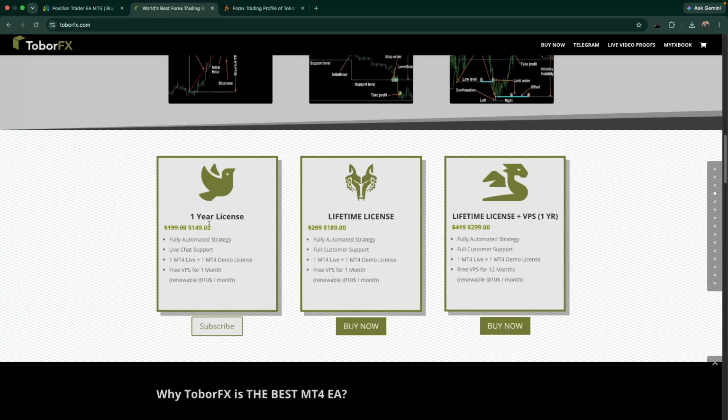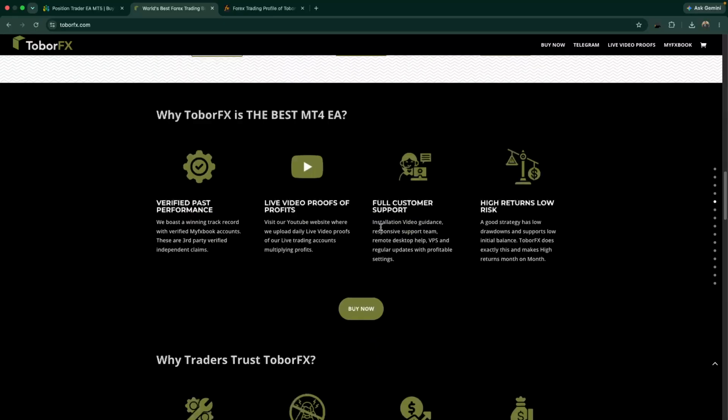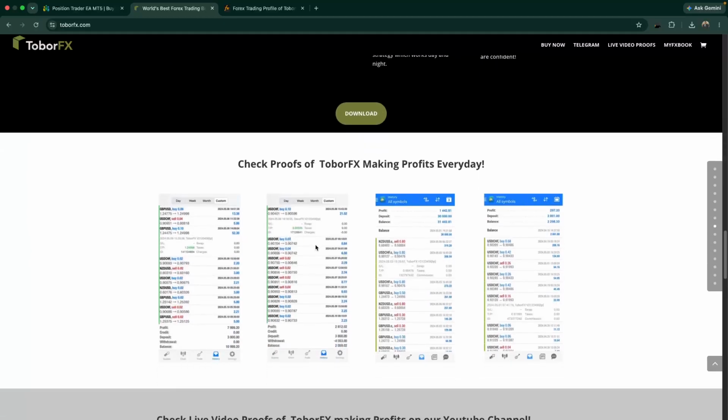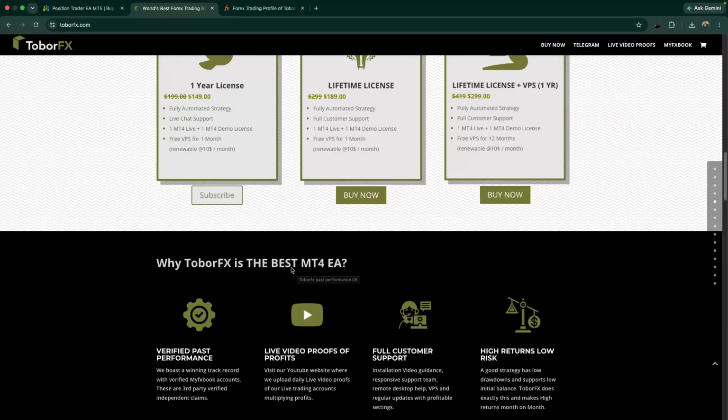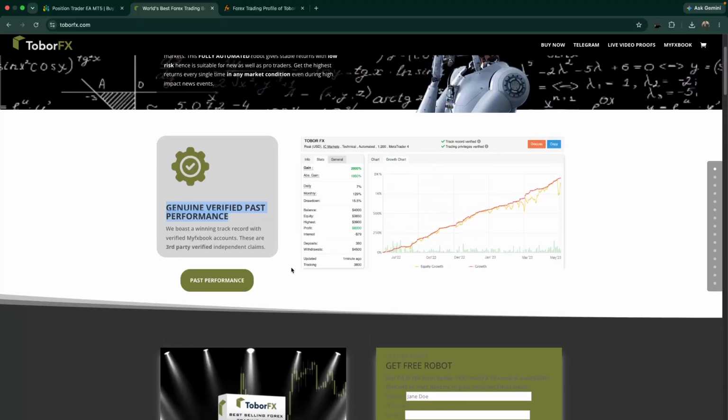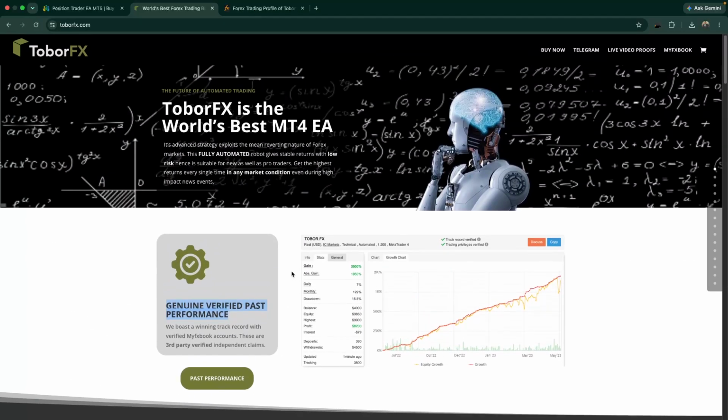And it goes for 149 US dollars for the 1 year license. The lifetime license is $189, and they also show some of their live trades which were taken on MetaTrader 4. These are some of the pictures, and it's also marketed as suitable for both small and larger accounts. They push the MyFXBook verification heavily and show separate live accounts for EURUSD.